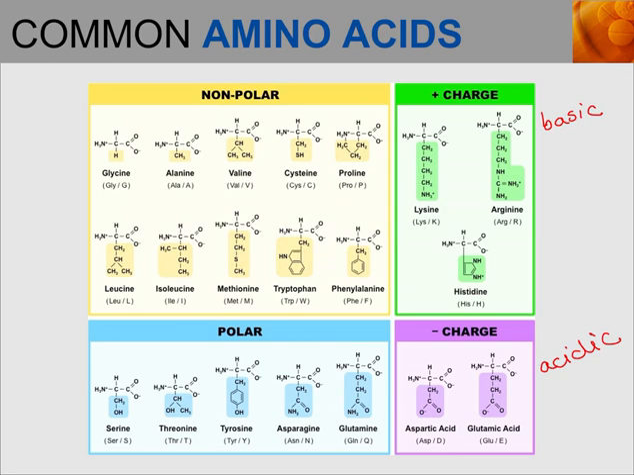Okay, and you can kind of tell by the names for the acidic ones. We have aspartic acid and glutamic acid. So it's kind of in the name there, which is nice. Okay, so looking at the 20 common amino acids, you can also see the three-letter and one-letter abbreviations for each.